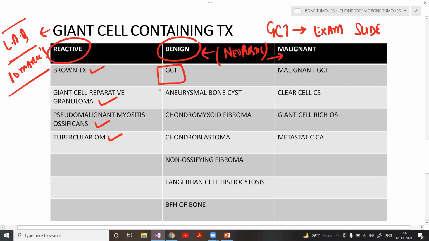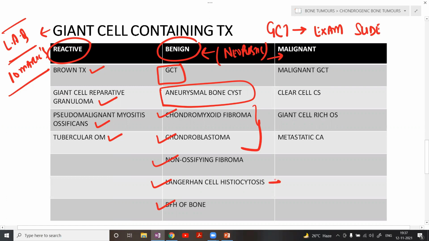Then we have aneurysmal bone cyst. Then we have chondromyxoid fibroma. Then we have chondroblastoma, non-ossifying fibroma, Langerhans cell histiocytosis, and benign fibrous histiocytoma of the bone. Now, out of this, we have already discussed chondromyxoid fibroma and chondroblastoma in the lecture on cartilaginous tumors.